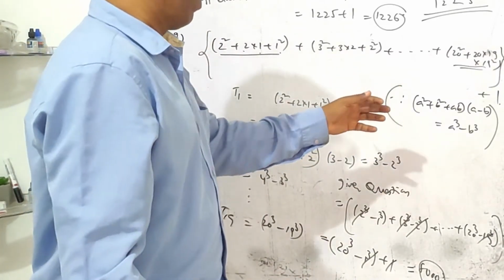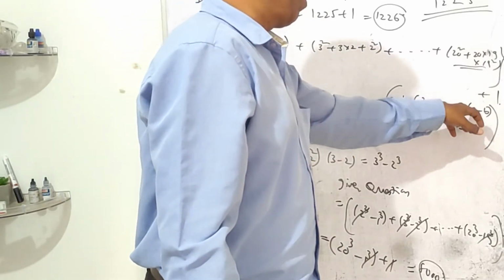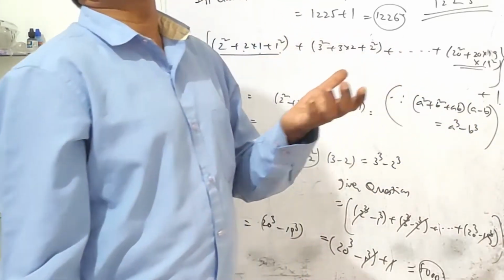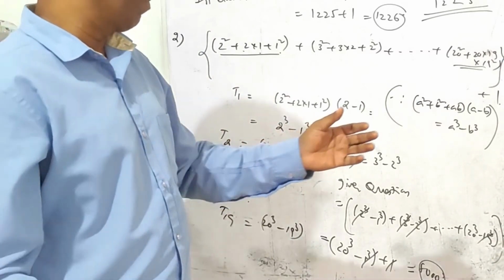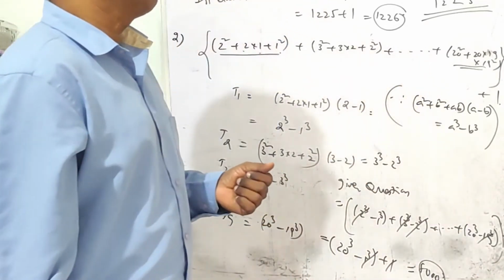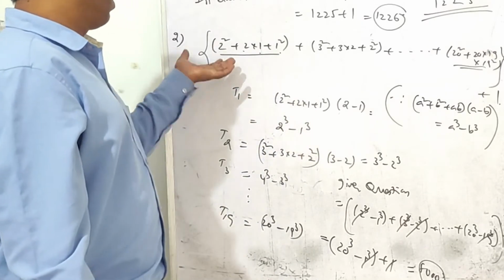It's the application of a square plus b square plus ab into a minus b. It is nothing but a cube minus b cube. Indirectly this is the application of the a cube minus b cube formula. So that is the question given, a previous JEE Mains question.